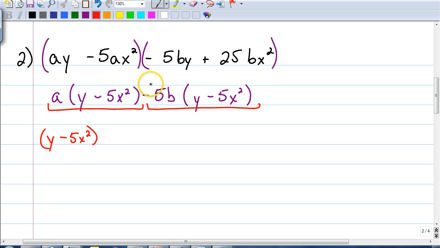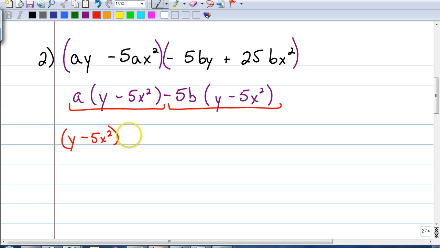I'm going to factor that chunk out. When I factor that chunk out of the first term, I'm left with an a. When I factor it out from the second term, I'm left with a negative 5b. And there's nothing more to do with that one, so that's your answer.